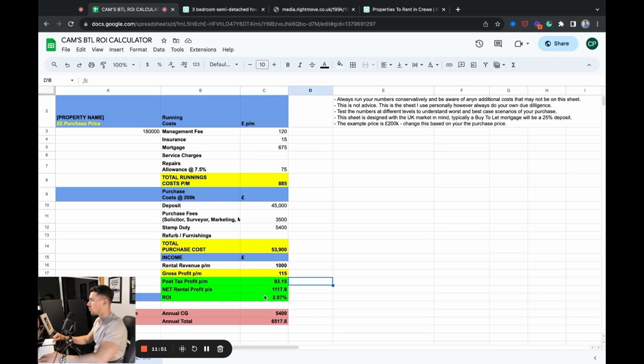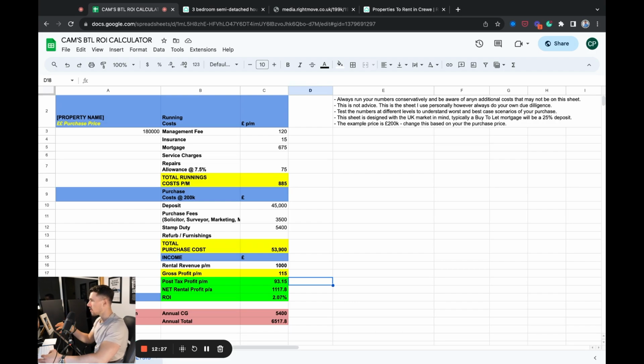£93.15, which gives us a net rental profit of £1,117.80 per year, which is an ROI, a return on your investment, of this £53,900, an annual return of 2.07%, which is not very good. I'll be honest, that is not a return that I would find acceptable for any property that I invest in based on the cash flow alone. So what this is initially telling me is probably this deal is not worth pursuing.